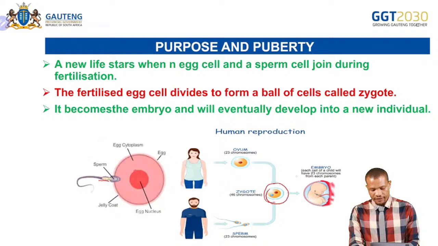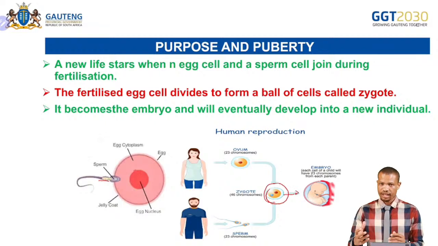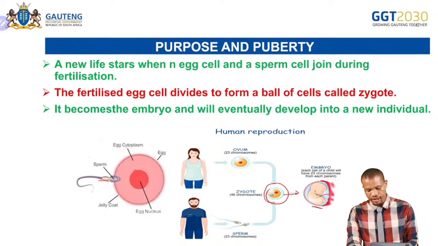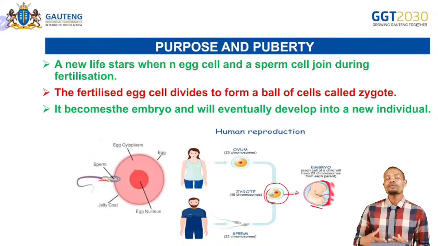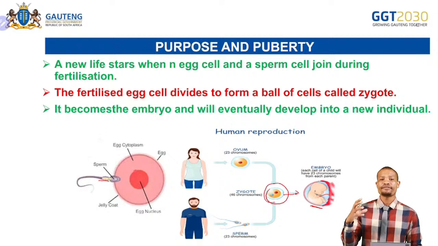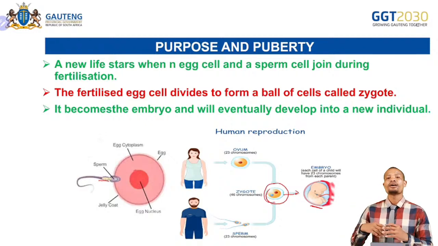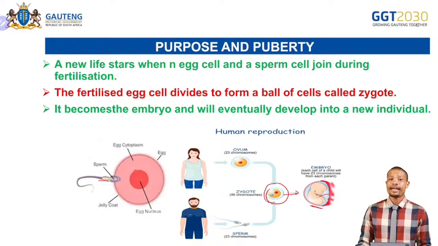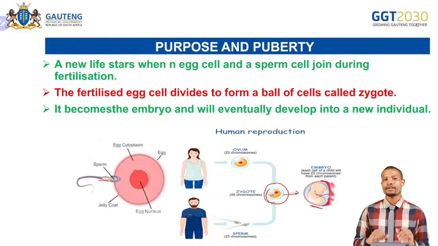Okay. Then from there, that zygote will form many cells, and then it will become what? An embryo. Then the embryo will develop into a fetus, and that fetus will grow for 9 months, and after 9 months you will have a baby.